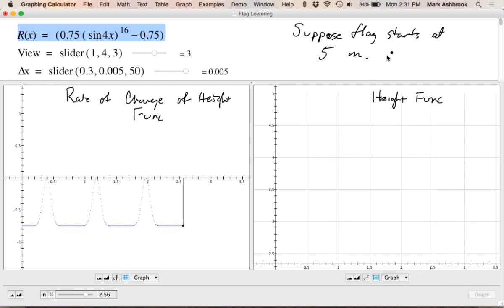Sketch the height function based on the rate. So using this rate function, can you sketch that height function? Go. Give it a shot. So if the flag starts at 5 meters, can you conceptually sketch what that height function would be given what our rate function is?